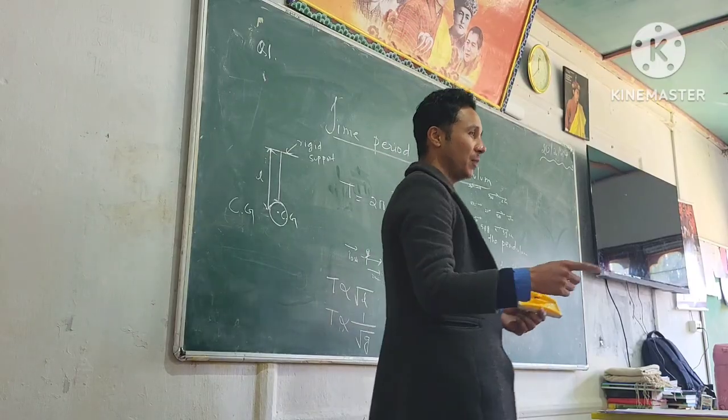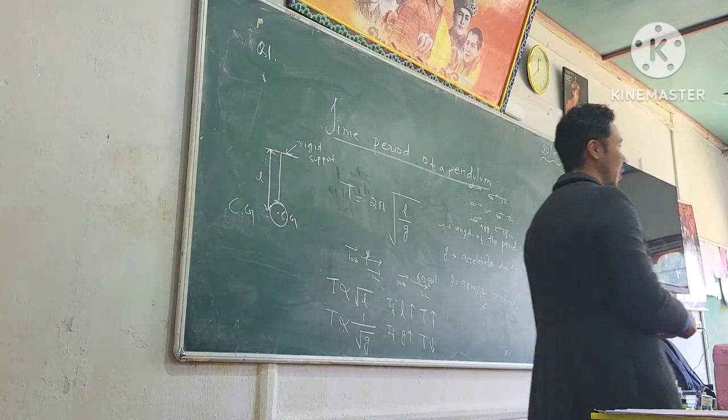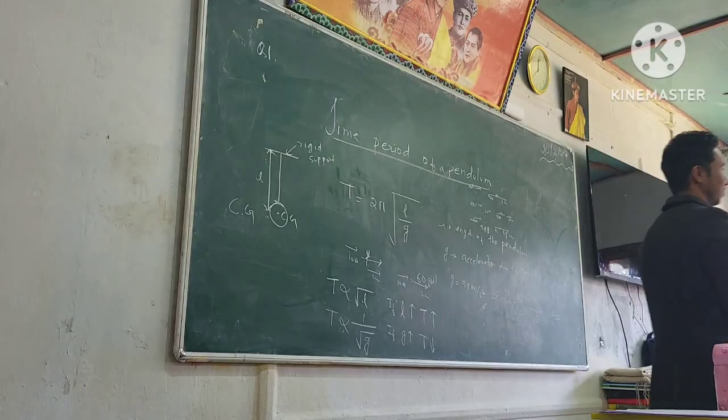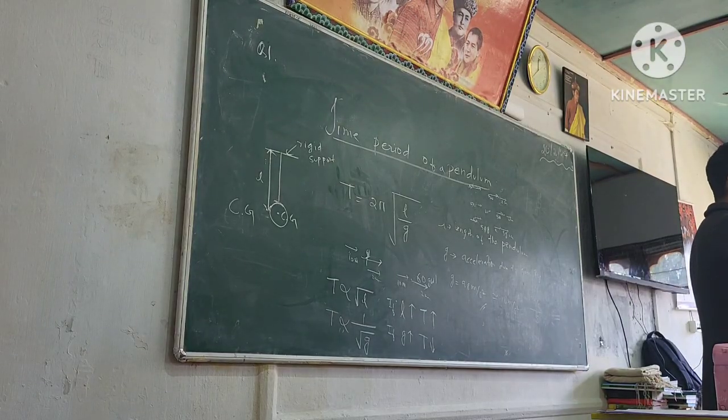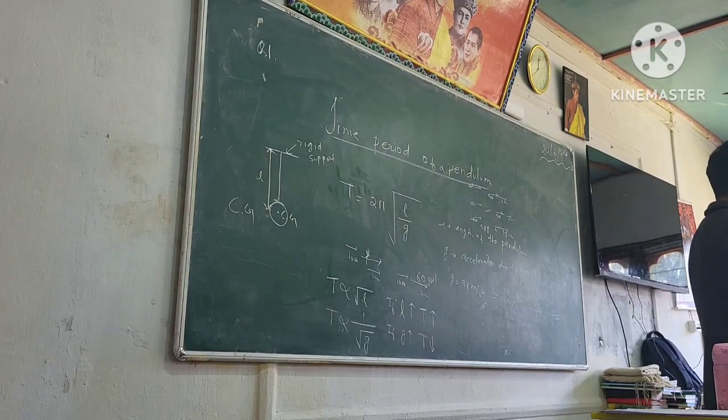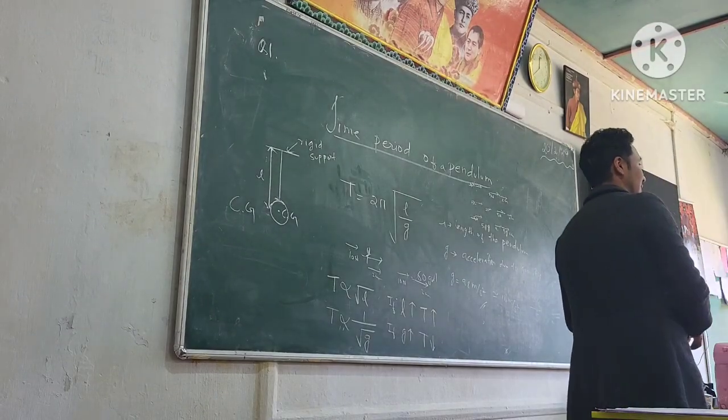You have a pendulum. You measure the time period of the pendulum, and suppose you now go to a mountain and you measure the time period. Will the time period change or not? You have to say it will change. Why will it change? Because g decreases as you go towards the mountain. If g decreases, the time period will increase. Understood? Bhutan will have a low g value.